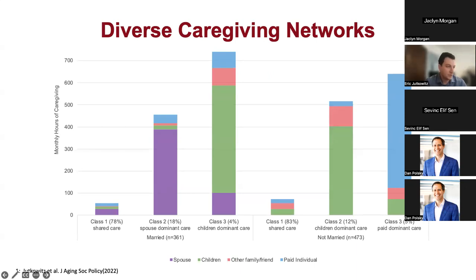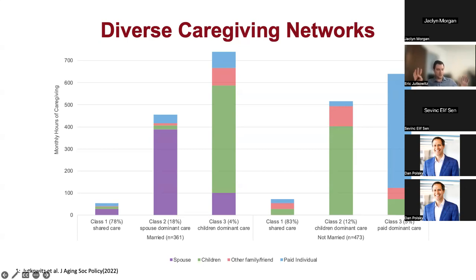And so what we did was we took a cross section of our cohort of people with dementia. We stratified the sample into people who were married and unmarried, and then we did latent class modeling to understand whether or not there were different structures of caregiving networks. On the left side of the figure, these are people with dementia who are married. On the right side were unmarried people with dementia. Typically, their spouse had passed away.